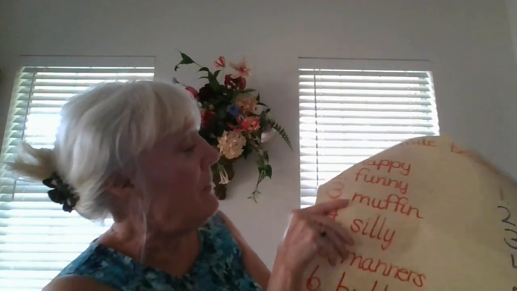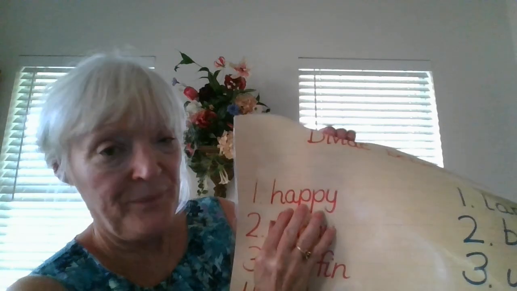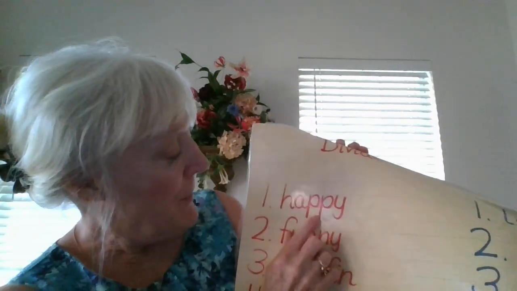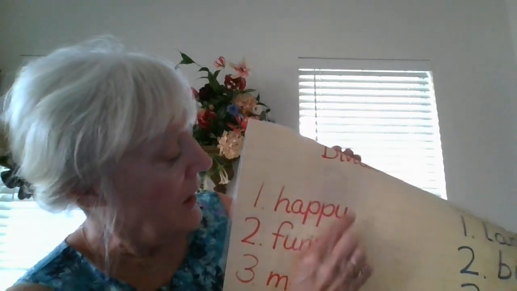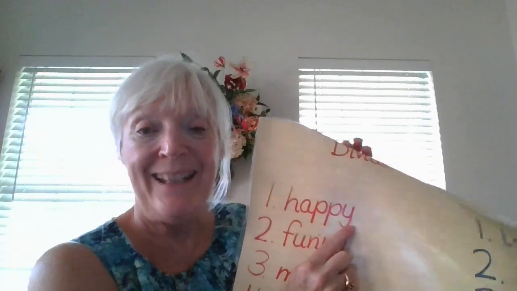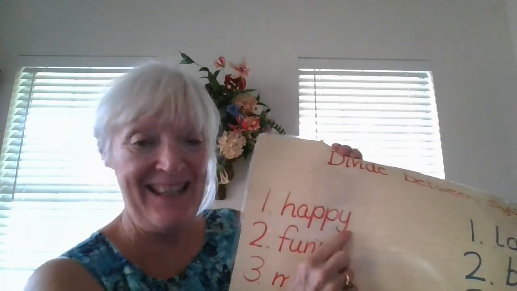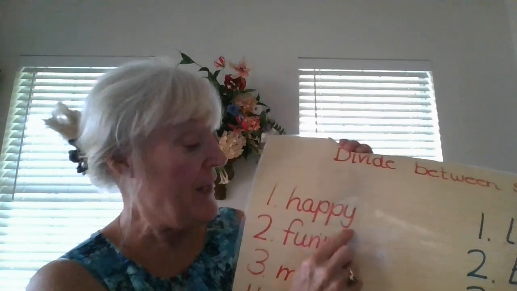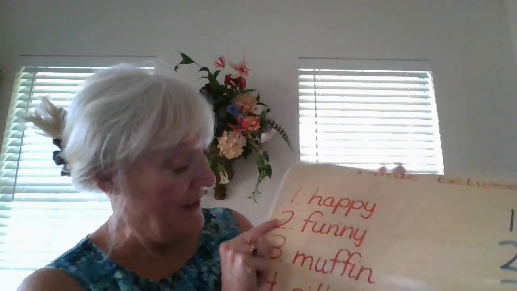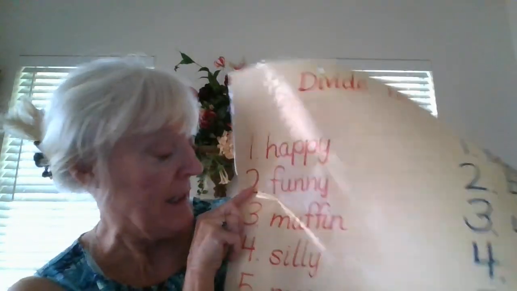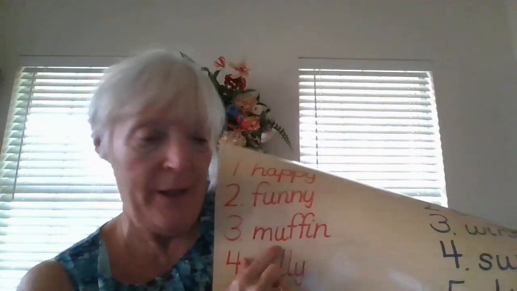All right, let's go to number one. Double consonants, we divide here. Longer word. What's the Y say? E. Okay, let's sound it out. What did you get? Say it faster. Did you get happy? Happy? Then you're doing amazingly well. Okay, let's look at the next one.